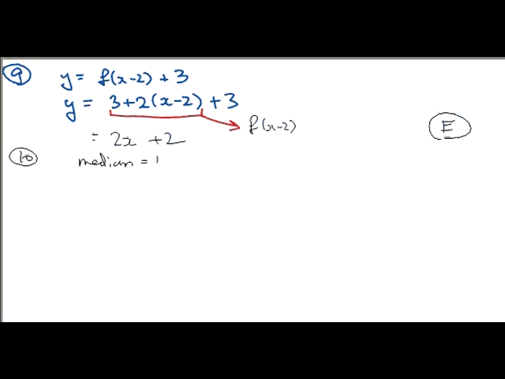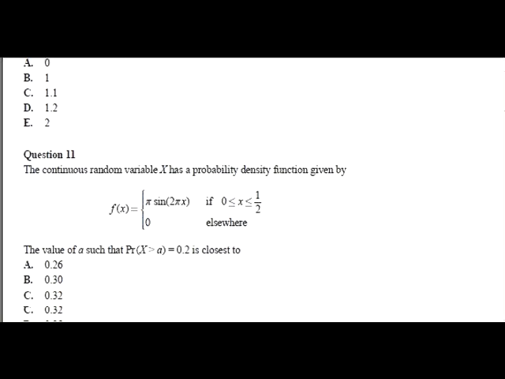And that's option B. Easiest question on the exam, probably. Question 11. Alright.